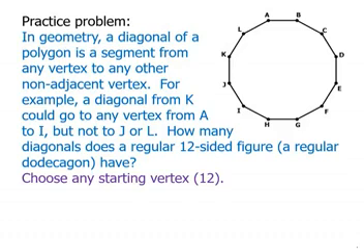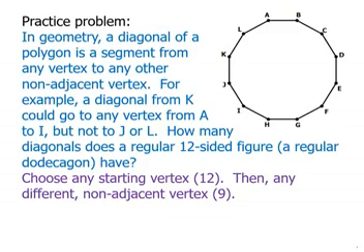So choose any starting vertex. For that, we have 12 choices. Step 1. Then, how many non-adjacent different vertices does it have? So if we start at A, well, for the second vertex, we can't pick A again. We can't pick B or L, which is right next to A. So there's 3 that we can't pick, so there's 9 that we can.